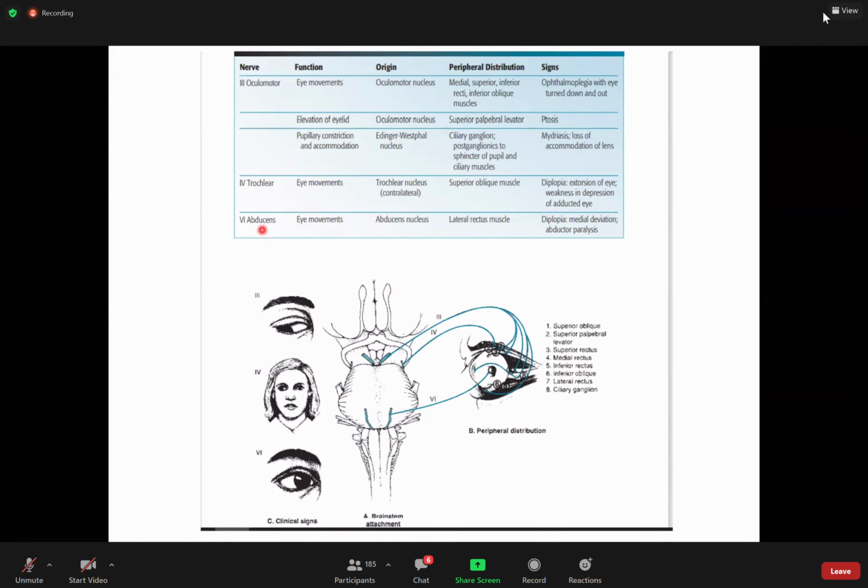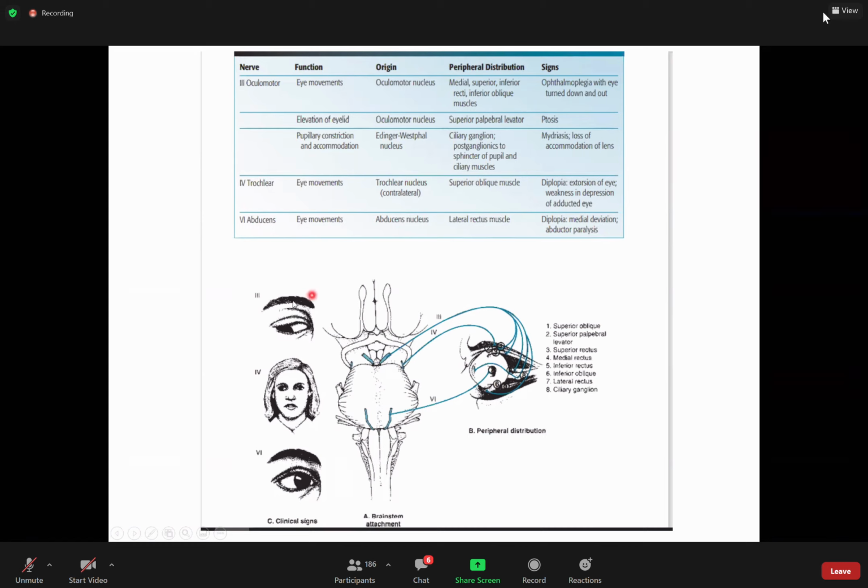The abducent nerve, which is the sixth cranial nerve, is also important in the movement of the eye. It supplies one muscle, which is the lateral rectus. If you have damage to the abducent nerve nucleus or the abducent nerve, you would have medial deviation of the eye because the oculomotor nerve will pull the eye medially.